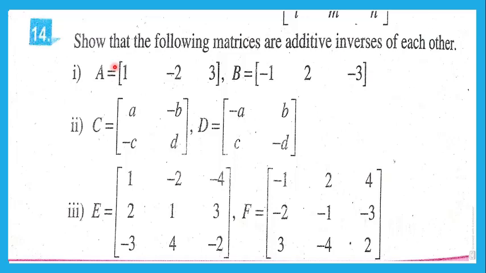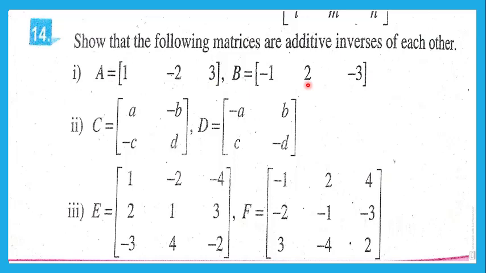Now as I have told you earlier, additive inverse will make the original number or matrix equal to 0. So we will just add matrix A with this matrix B, and we will find out if the answer is 0, then these two matrices are additive inverse of each other.